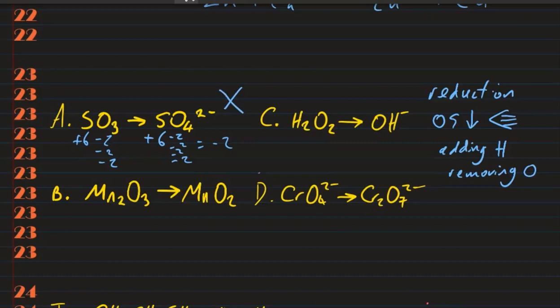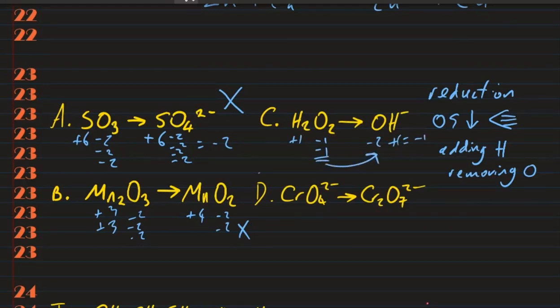So A is wrong. For B, oxygen in a compound's minus two, so manganese is plus three. And then it seems to go to plus four. No, no. That's oxidation, not reduction. That's wrong. C contains one of the oxidation number tricks. Oxygen in H2O2 is minus one. So oxygen goes from minus one to minus two. That's reduction. So the answer is C.